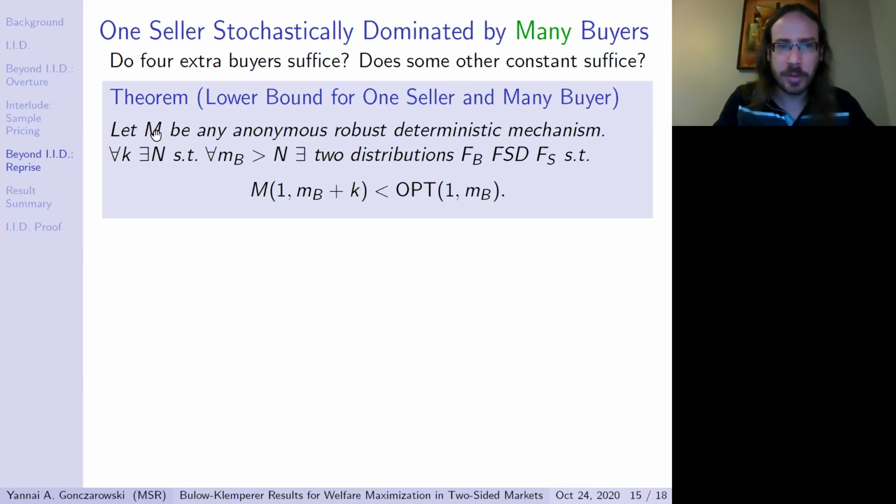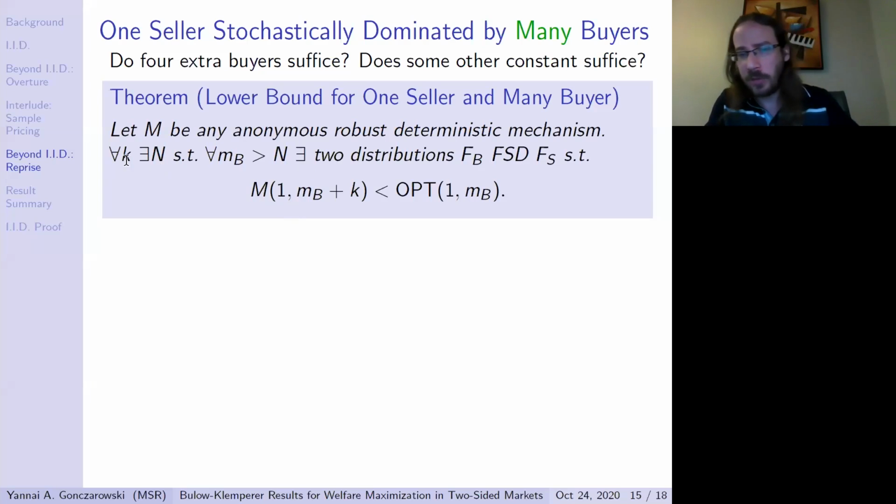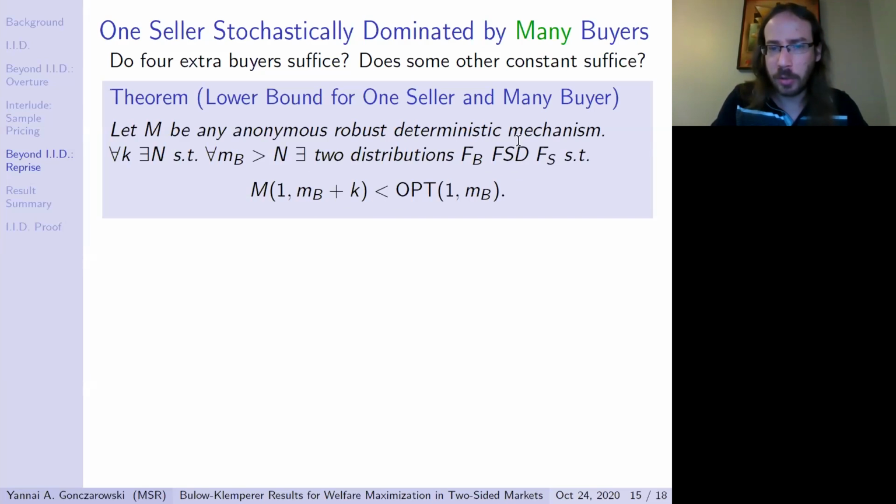Again, as Sergio said, M can be here after the quantifiers, that's the same. So basically, if you tell me 1 million should suffice, there is a large enough number of buyers such that adding 1 million does not guarantee beating the original market for any 2 distributions satisfying stochastic dominance. So as the market grows, it becomes harder. You need to add more buyers.